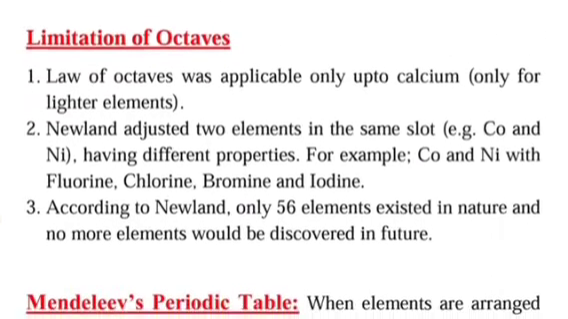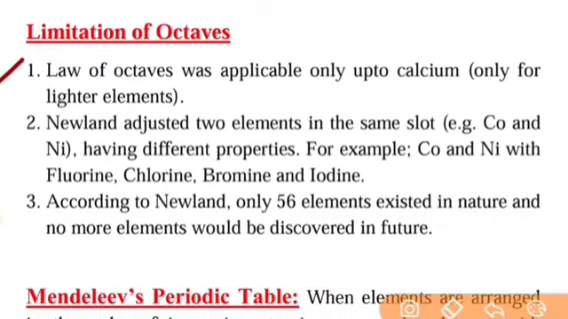Now the limitations of Dobereiner's triads. Only three triads were recognized from the elements known at that time. It failed to arrange all the known elements in the form of triads, even those having similar properties.